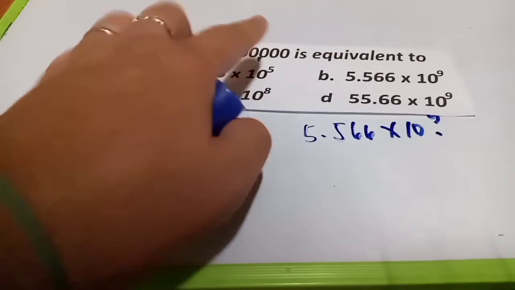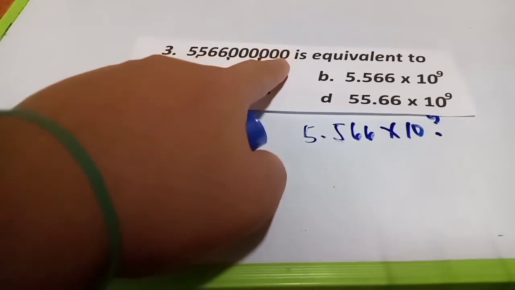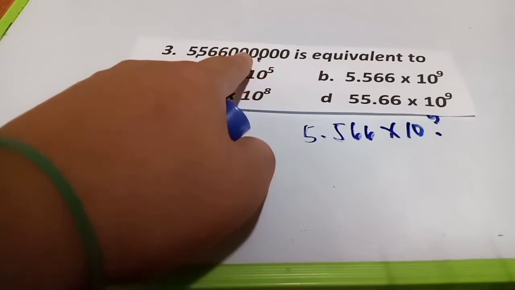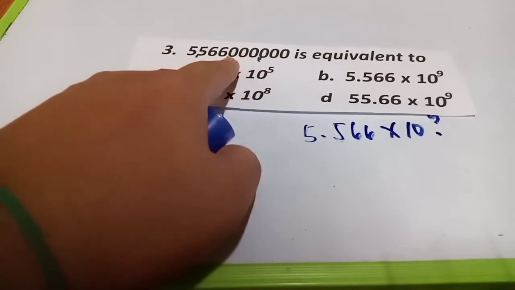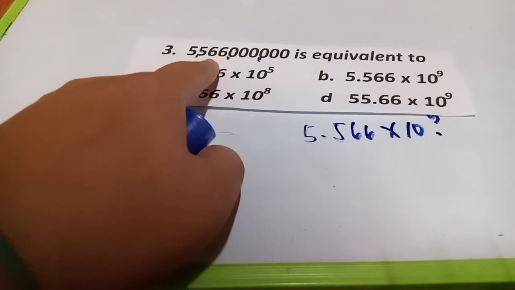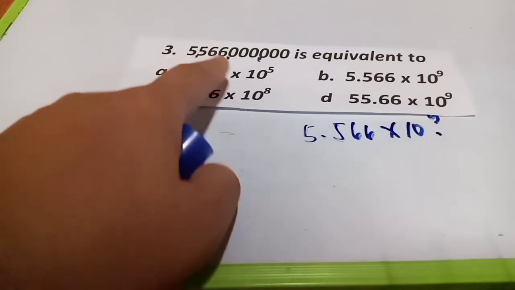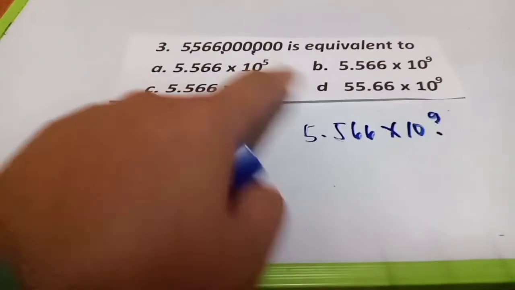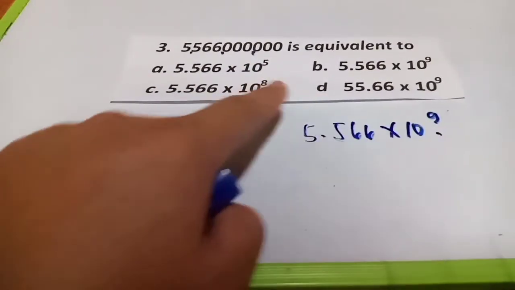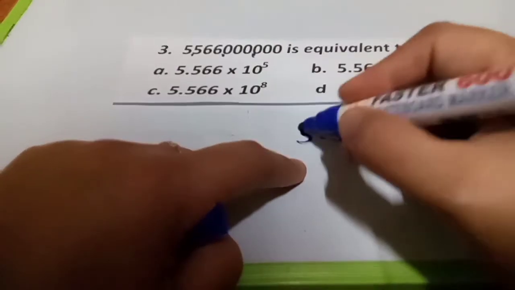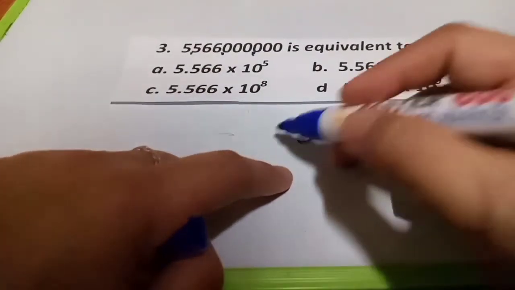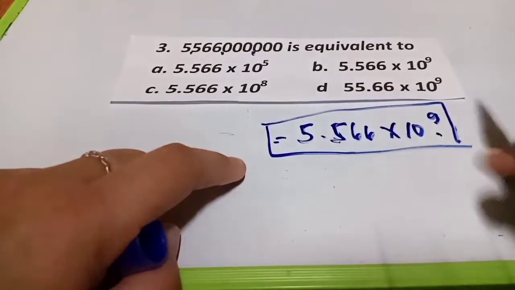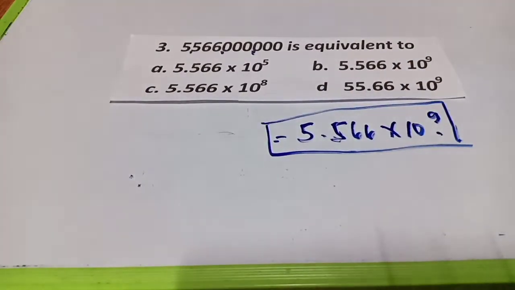You just move, take note, 1, 2, 3, 4, 5, 6, 7, 8, 9. So the answer is 5.66 times 10 to the 9th power. So this will be our final answer. This is already a scientific notation.